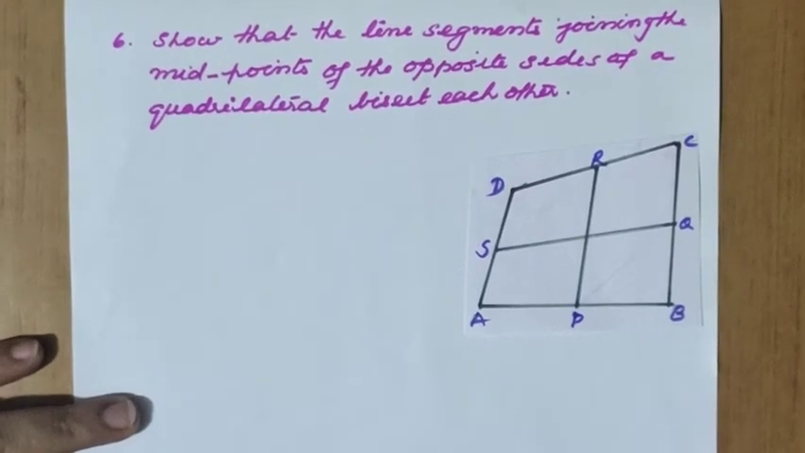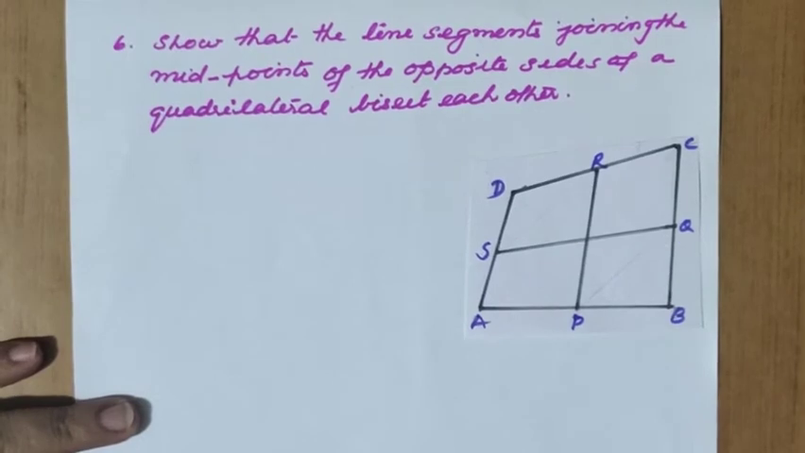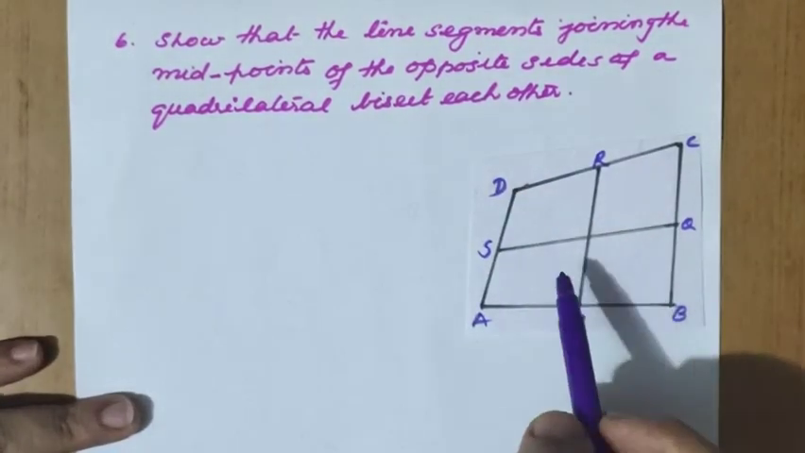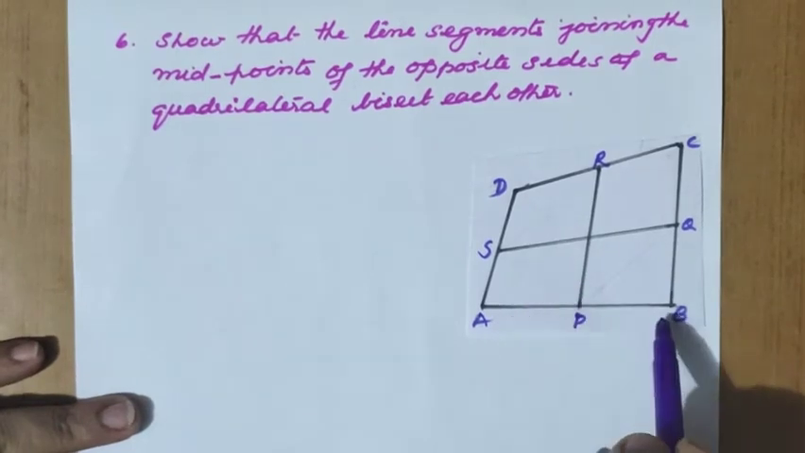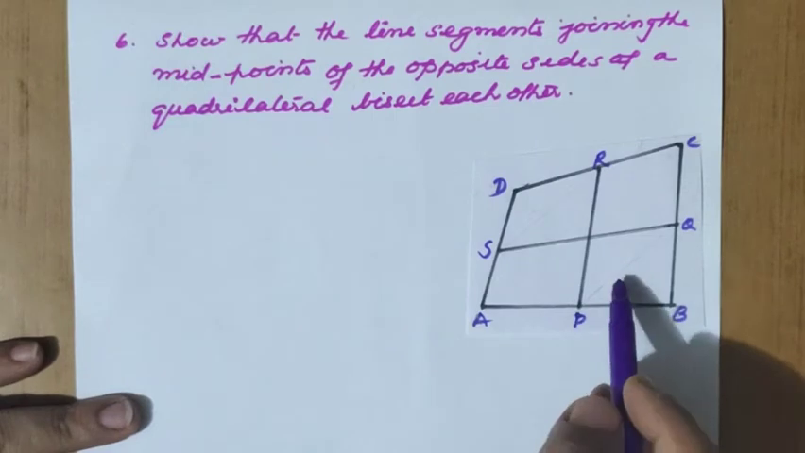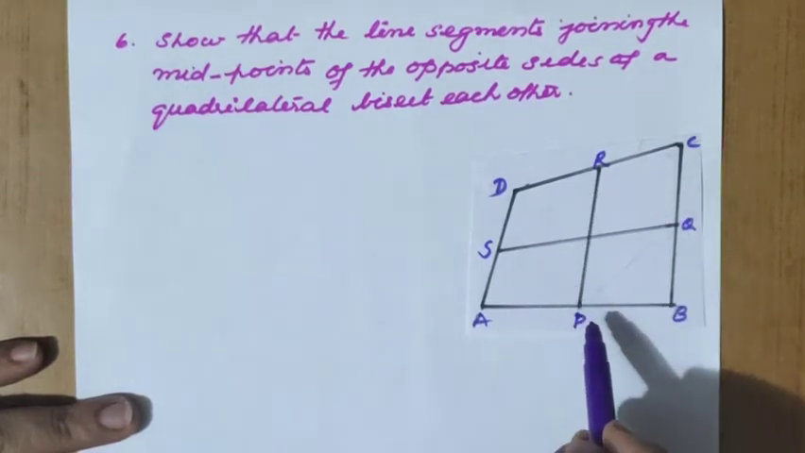Good morning, children. Chapter 8, Quadrilaterals, exercise 8.2. Question number 6. Show that the line segments joining the midpoints of opposite sides of a quadrilateral bisect each other. So we have a given quadrilateral. No name is given, so we take ABCD as a quadrilateral, and P, Q, R, S are the midpoints of the sides.